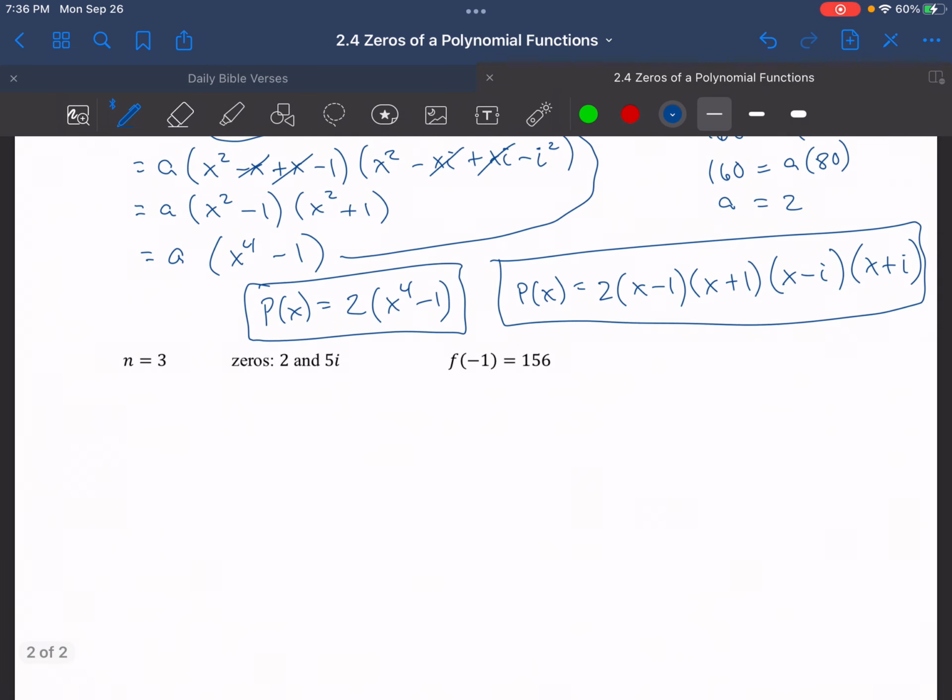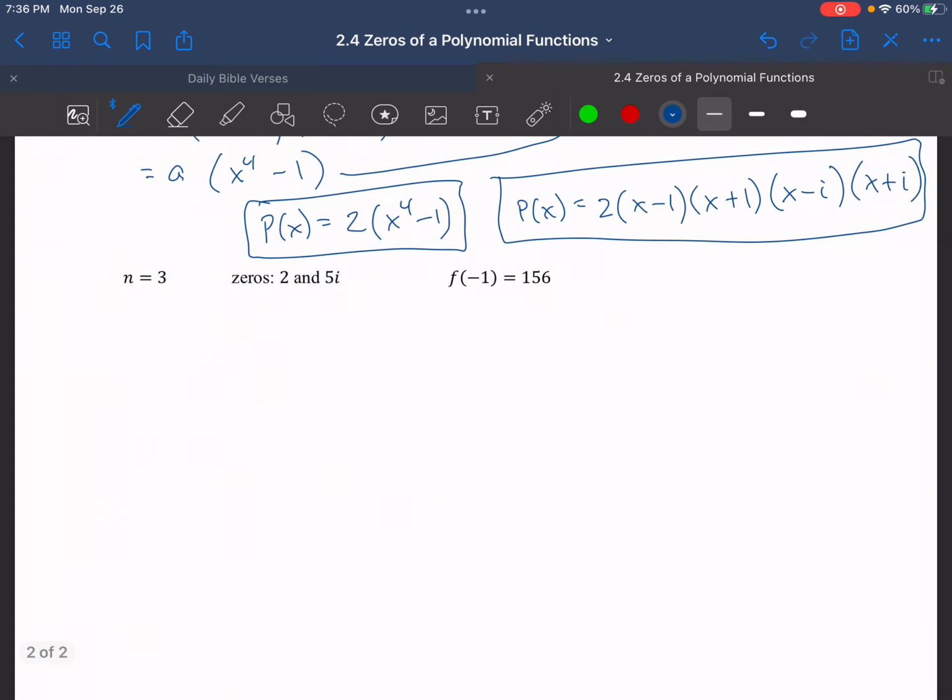So for this next one, let's just try one more. We have n equals 3, but they give us 2 zeros. This means we have degree 3, and we should have 3 zeros, so we have to add one more on. If 5i is a zero, then so is negative 5i. And they're giving us the point -1, 156 as a solution there. So we can use that to get what a is. So let's write out our polynomial.